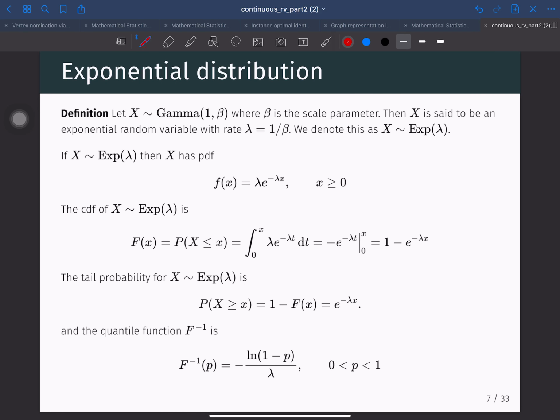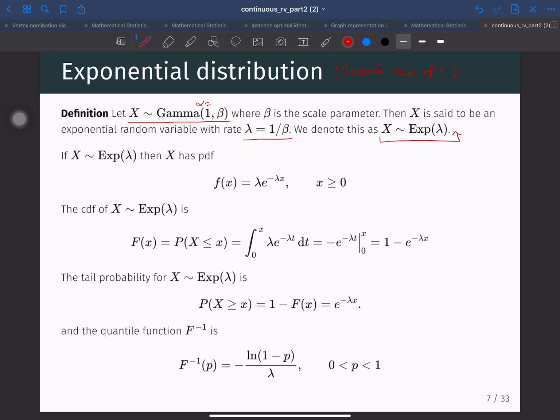As the first special case of the gamma distribution, we have the exponential distribution. Let X be gamma(1, beta). Now the shape parameter is alpha equal to 1 and beta is the scale parameter. Then X is said to be an exponential random variable with rate lambda given by 1 over beta. Usually in the exponential distribution, we use the rate parameter, as we will make clearer in a second.